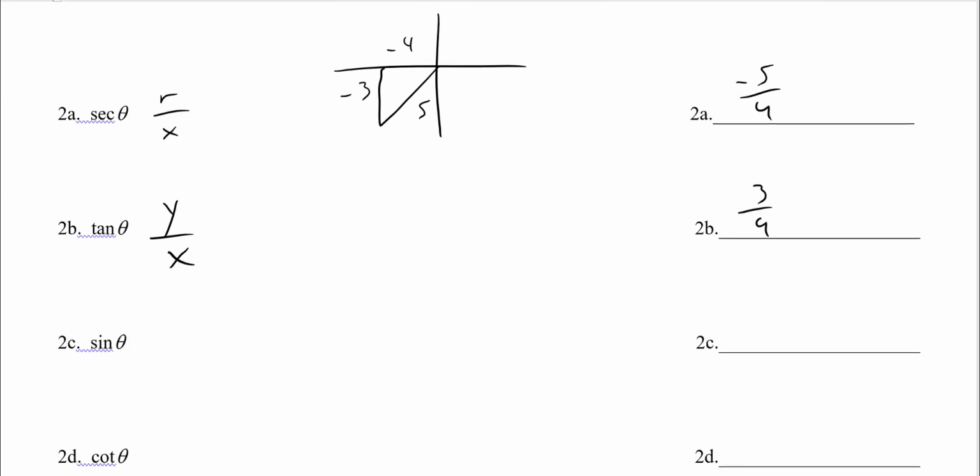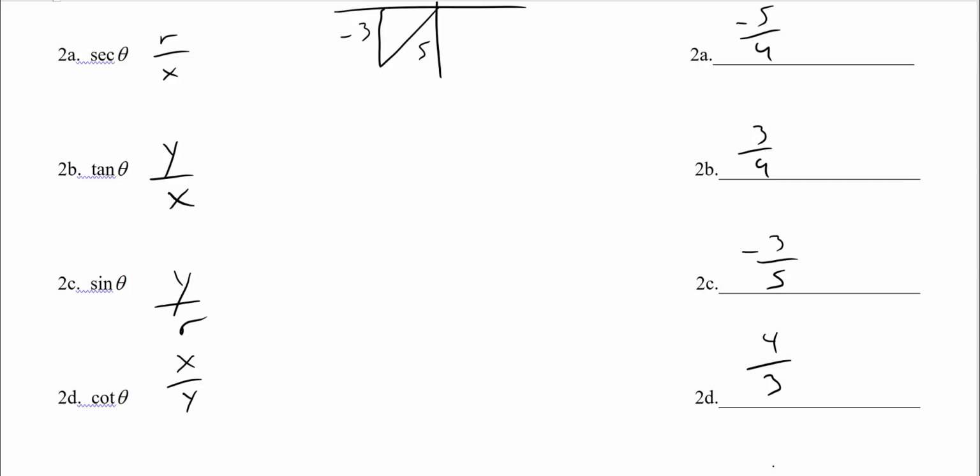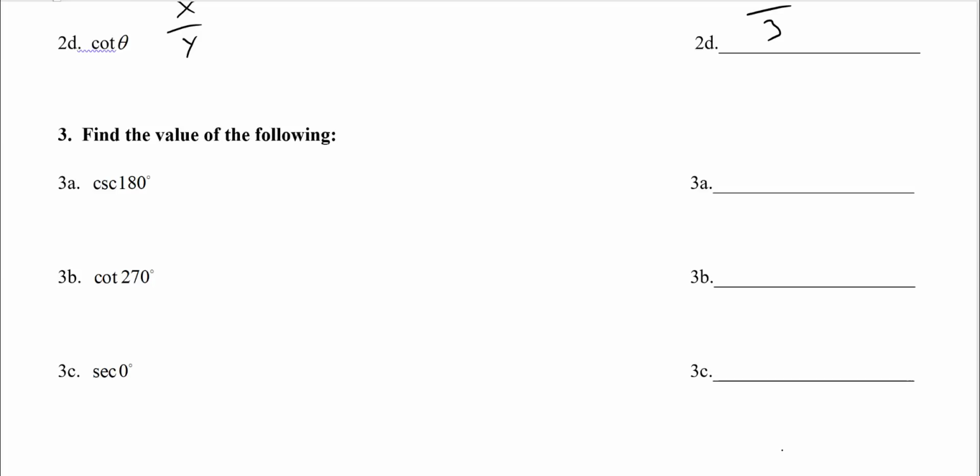And keep going down here. Sine, of course, is Y over R, and that's just going to be -3/5. And cotangent is X over Y, so that's just the reciprocal of 2b, so it's 4/3. Okay, pretty easy. Okay, so the next group of problems, these are quadrantals.